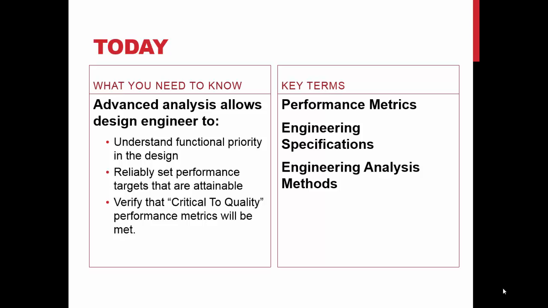Today we're going to be talking about how advanced analysis allows the design engineer to understand functional priority in the design, reliably set performance targets that are attainable, and verify that critical to quality performance metrics will be met for the design. Key terms that you'll want to be familiar with: performance metrics, engineering specifications, engineering analysis methods.